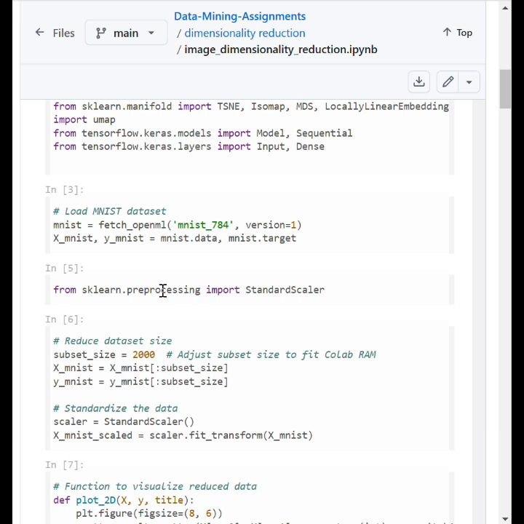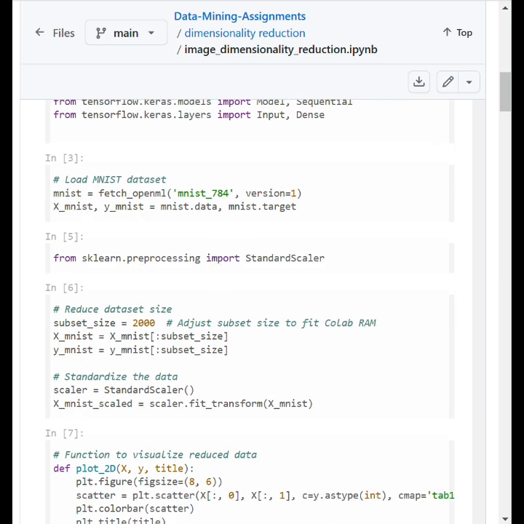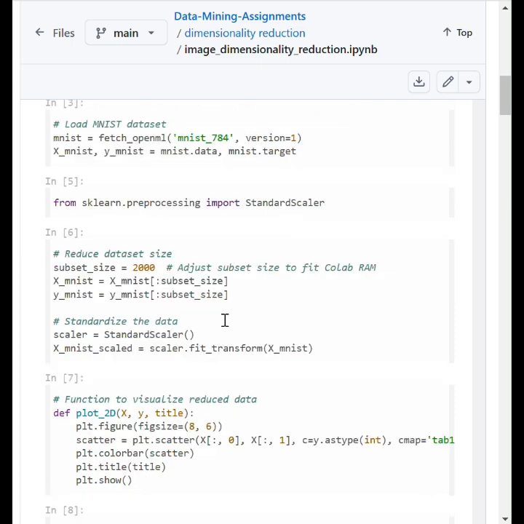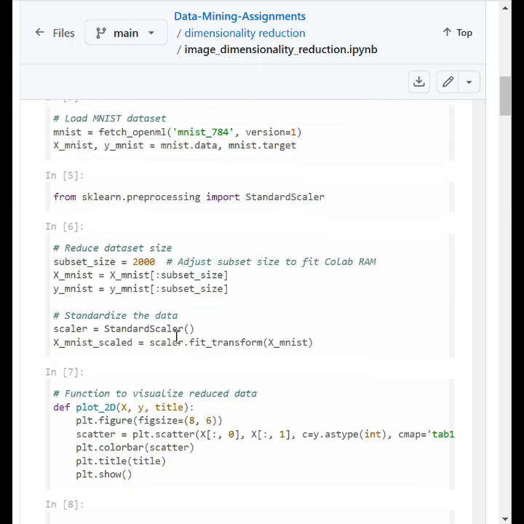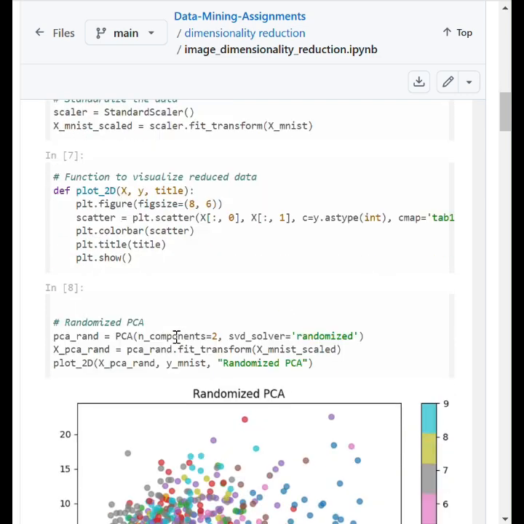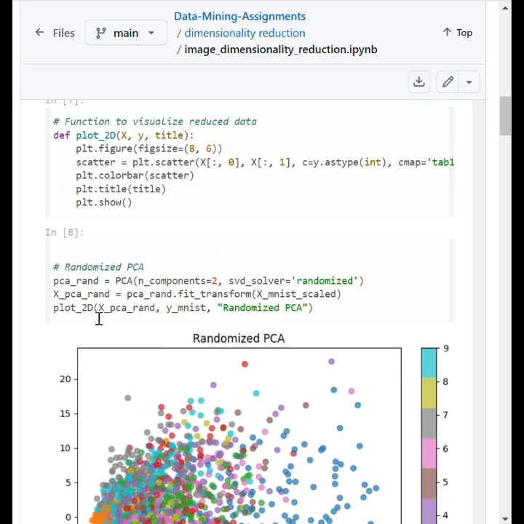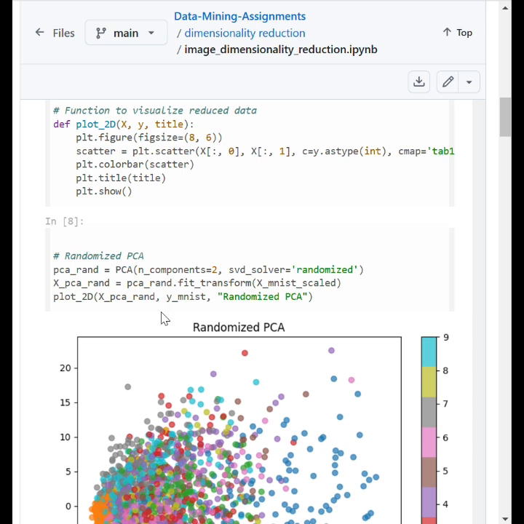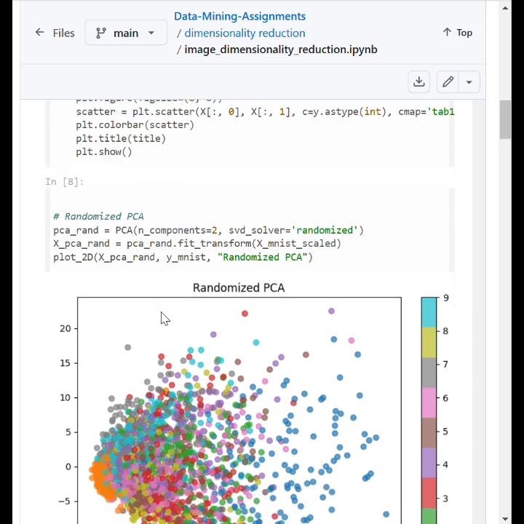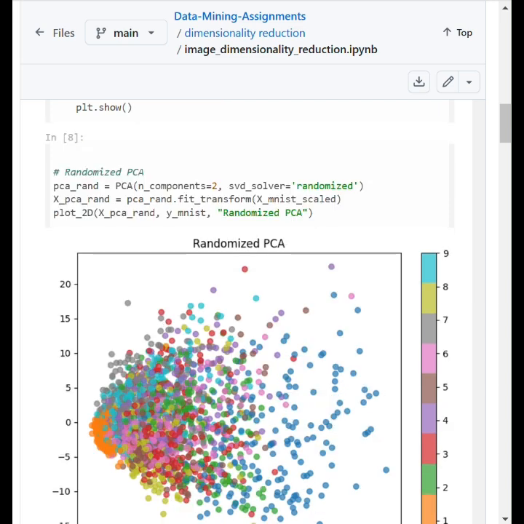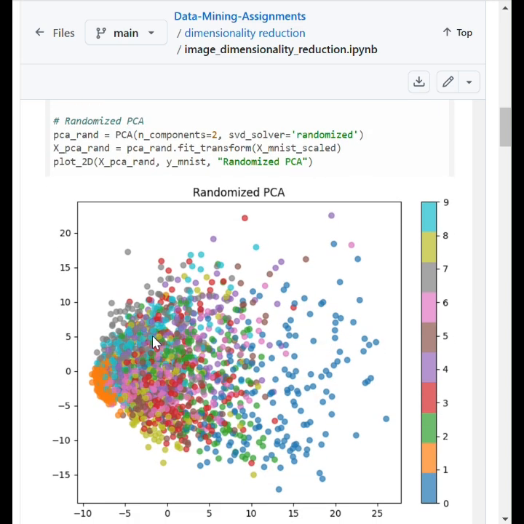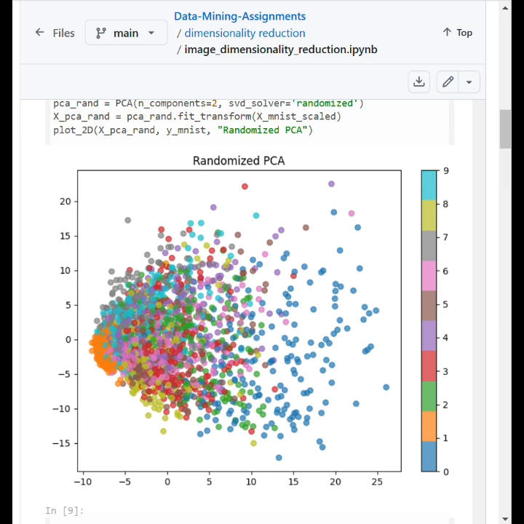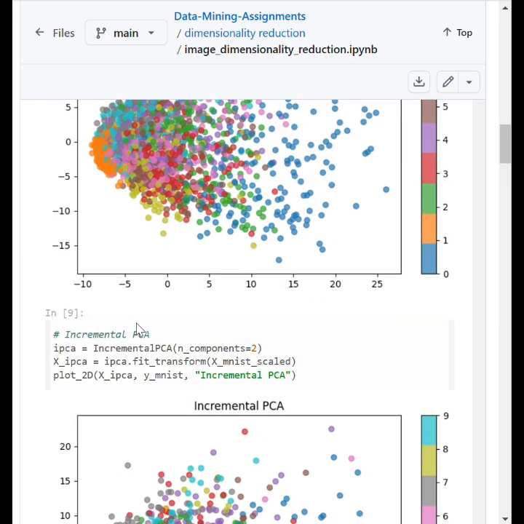First, we load the MNIST dataset using fetch_openml. Here, X_mnist contains the image data and y_mnist contains the digit labels. Here is a sample digit from the dataset. First, we perform randomized PCA, a variant of PCA that is faster for large datasets. It reduces the data to 2 dimensions and we visualize the digits in this reduced space. As we can see, the digits cluster together, but there is some overlap due to the linear nature of PCA.